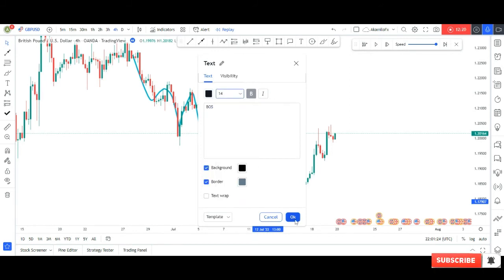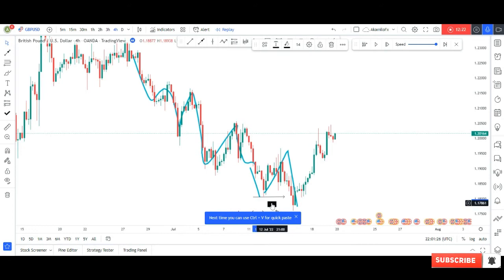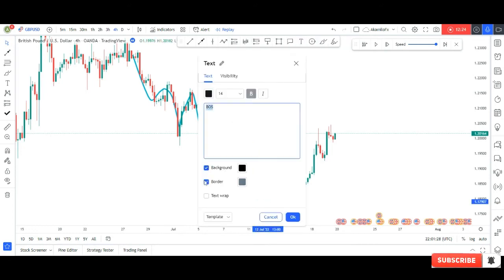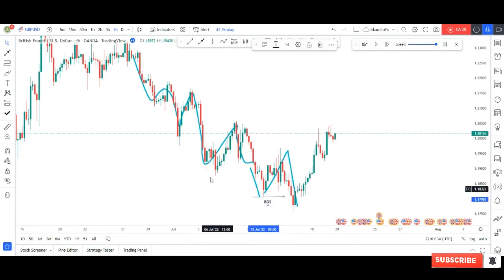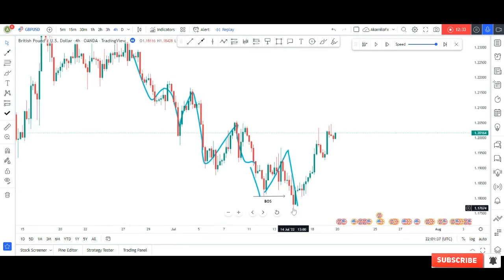Okay, guys, so here is now the what? The BOS. Okay, let me take this. So here is now the BOS. You understand? So price breaks to the downside, gives us this BOS, and this is our recent lower high. So our recent lower high is this point.